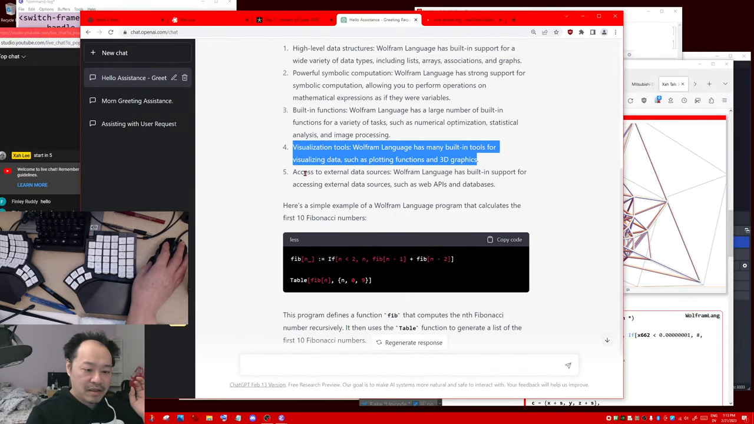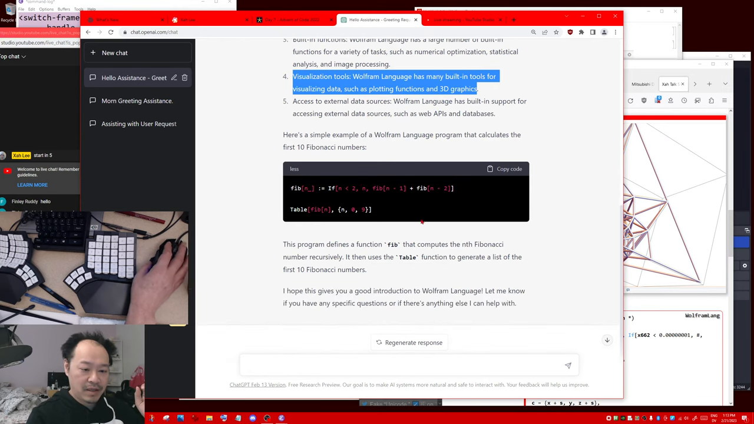And then it says, 5, access to external data sources. WolframLang language has built-in support for accessing external data sources such as web APIs and databases. Okay, here's a simple example of a WolframLang language program that calculates the first 10 Fibonacci numbers. Okay.